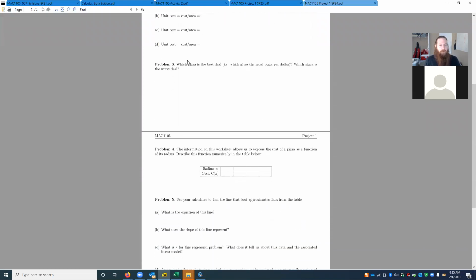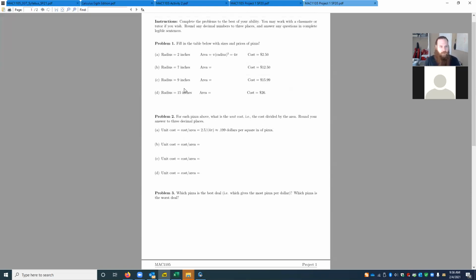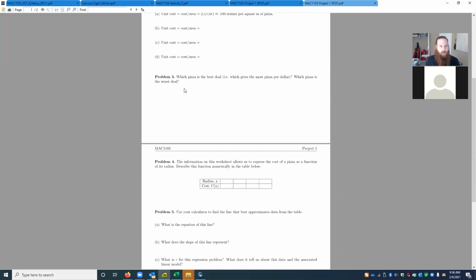And then in problem 3, I want you to explain which one's the best deal, which one's the worst deal, and why. We're not taking quality into account here. We're just asking which one gives us the most pizza per dollar, the most quantity for our money. These are important things. You want to calculate these ahead of time if you're going to be living in Gainesville, especially if you're going to be going to the bars. These calculations could save your life one day.